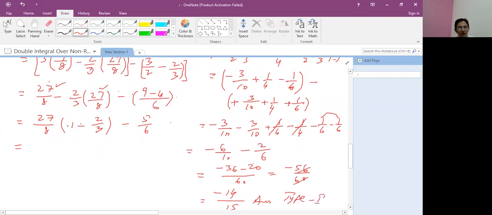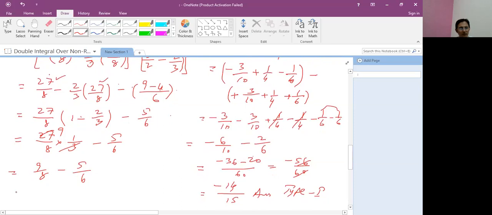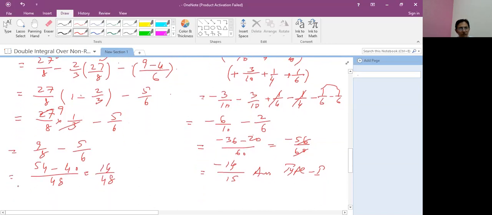Now if you solve it, 3 ones are 3, 3 minus 2 is 1, 1 over 3, it is 27 upon 8. If we solve it, 3 9s are 27, minus 5 over 6. If we take LCM, student, 9 over 8 minus 5 over 6. The LCM of 8 and 6, I think, is 24. Or if you multiply together, for example, 48: 6 times 9 is 54, minus 8 times 5 is 40. So it is 14 upon 48. If we divide it by 2, the answer is 7 over 24.